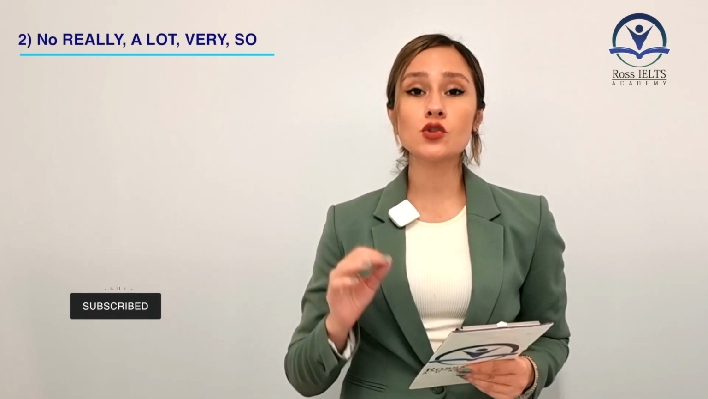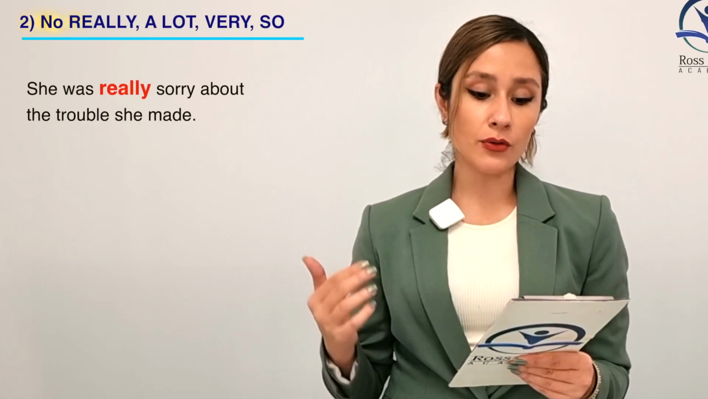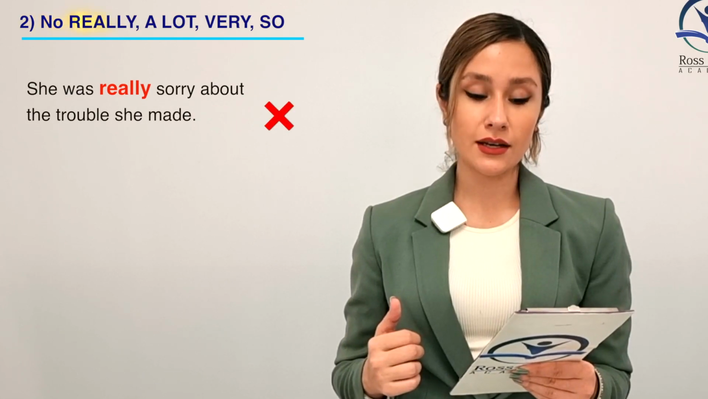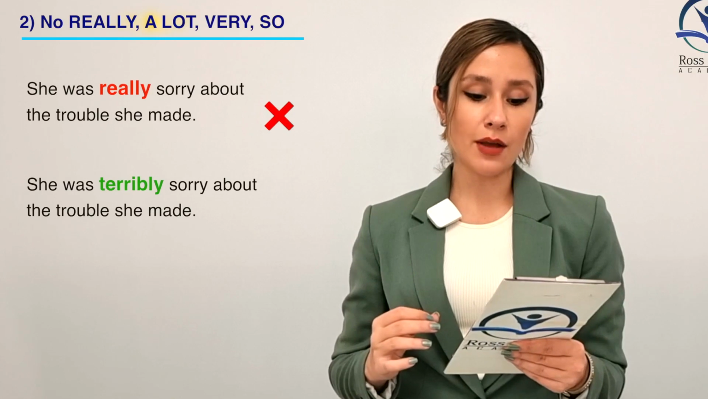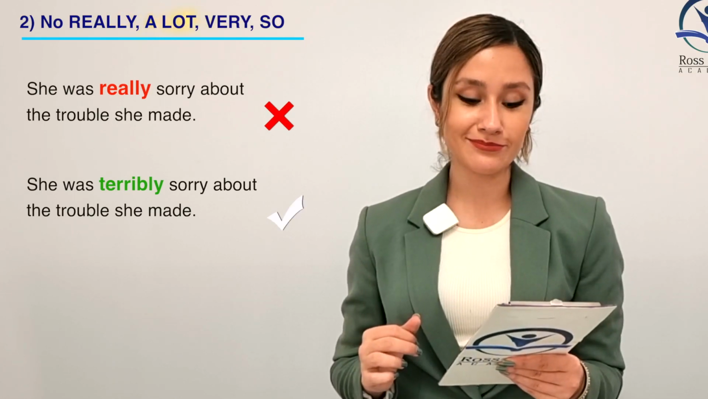So if you want to write a strong writing, try to use some better alternatives instead of these words. For example, in the first sentence, I want to use the word really and then the alternative for that. First, I say, she was really sorry about the trouble she made. Now the better sentence is, she was terribly sorry about the trouble she made.